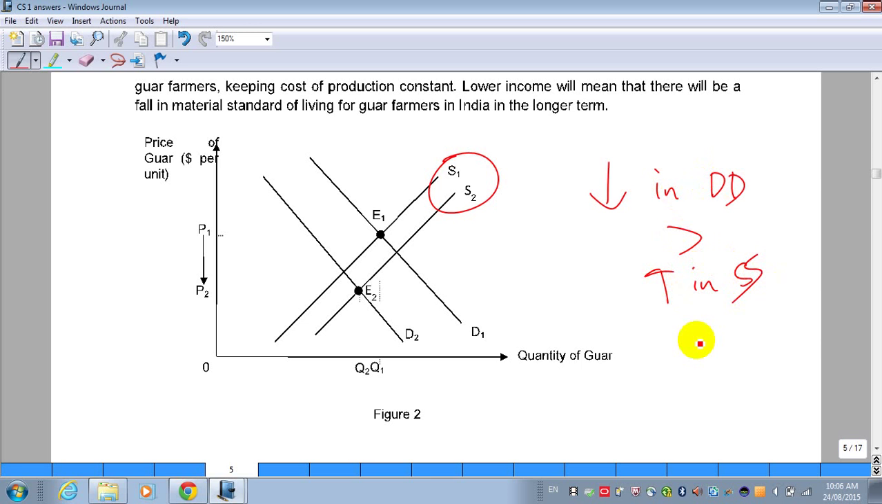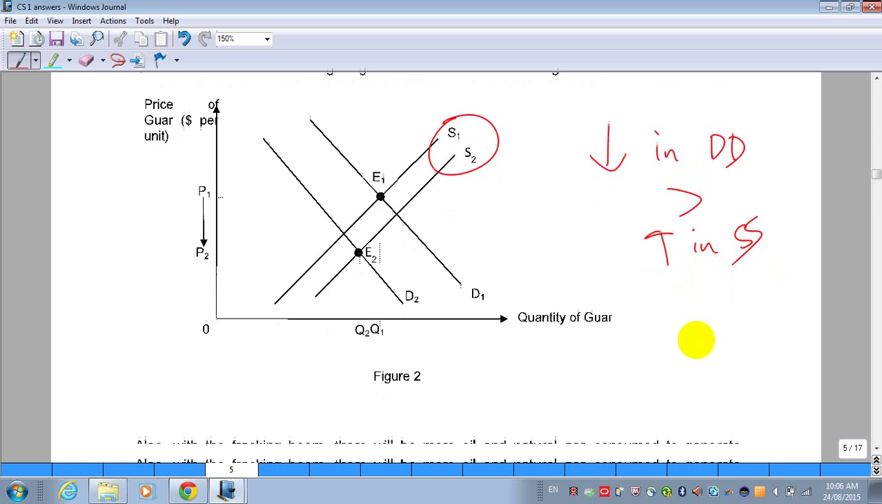Now, I don't need you to do this kind of analysis. It's a bit complicated. You can do it separately. You can talk about a fall in demand, and then you can talk about an increase in supply. That's also fine with me, all right?